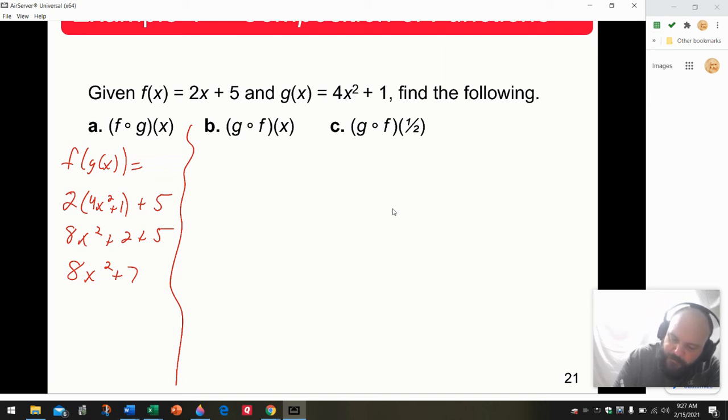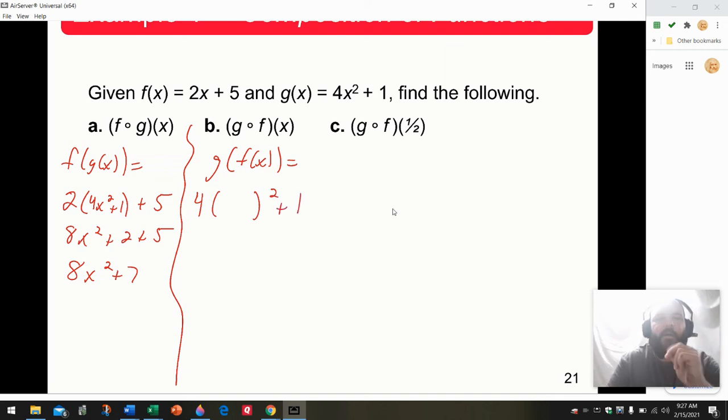The next one, g of f, we're going to set it up in a similar fashion, although the g comes first and then the f. So the g is my outer function or my scaffolding. So I'm going to go ahead and write that with a set of parentheses where the variable is. If there's multiple variables, you'll have multiple sets of parentheses. And then I'm going to go ahead and substitute f of x in, which in this case is 2x plus 5. Now, before we can distribute the 4, we have to square. PEMDAS says exponents before multiplication.